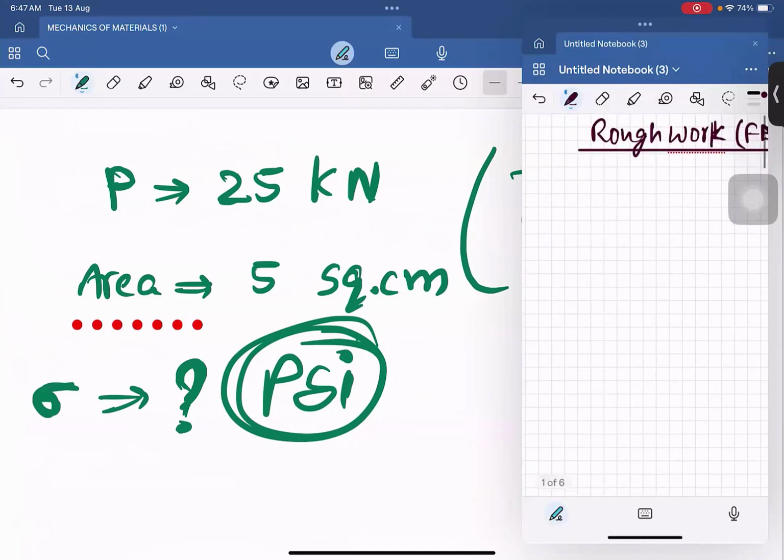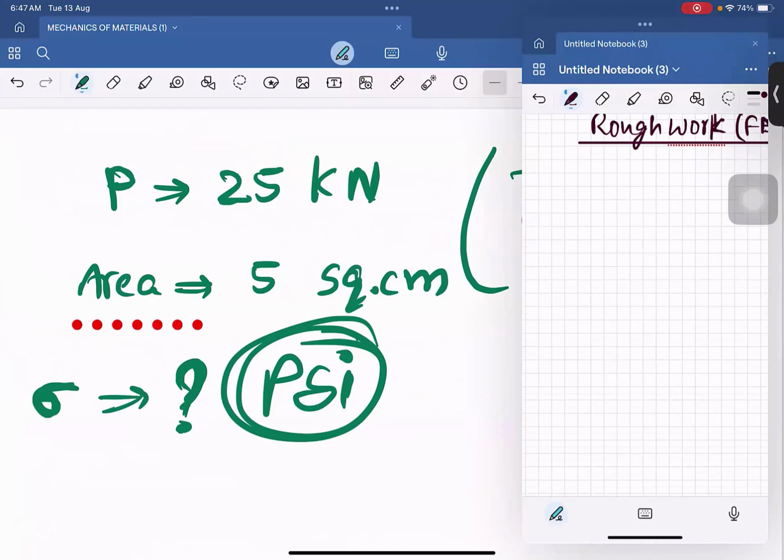It's just simple steps. I'll show you step by step. Normal stress. First, use the formula from the handbook. It is internal resisting force, or simply the force by area. Are you clear with this? Now the next step is to insert whatever data you have in the question.